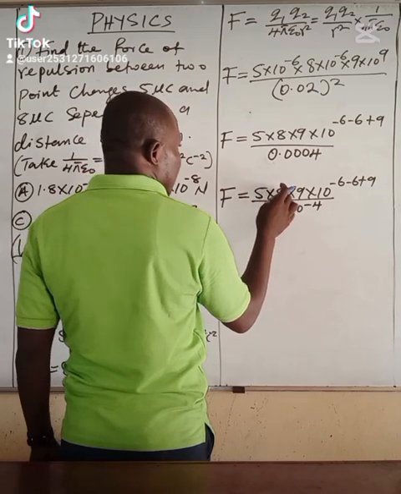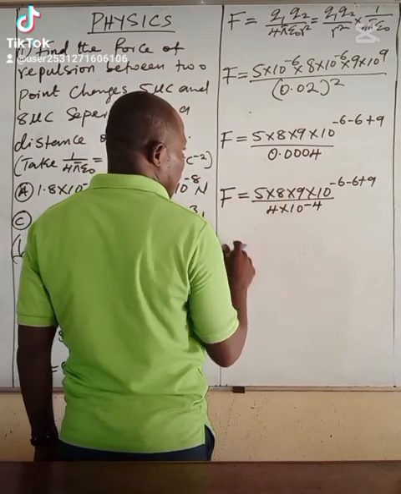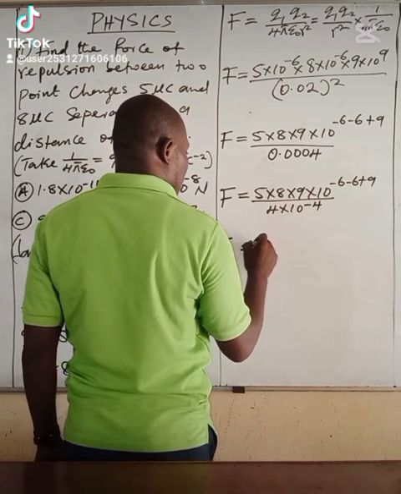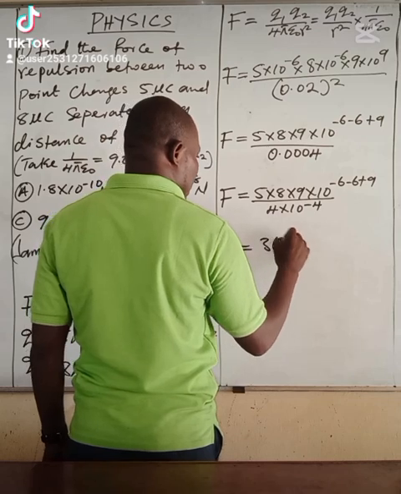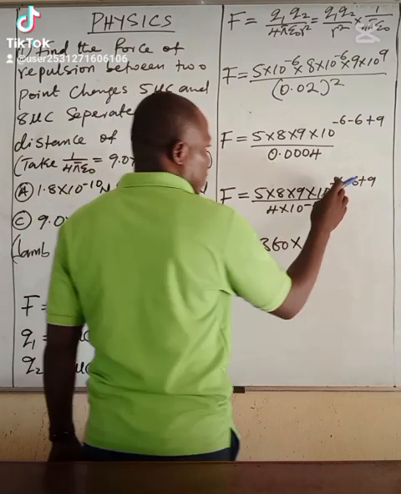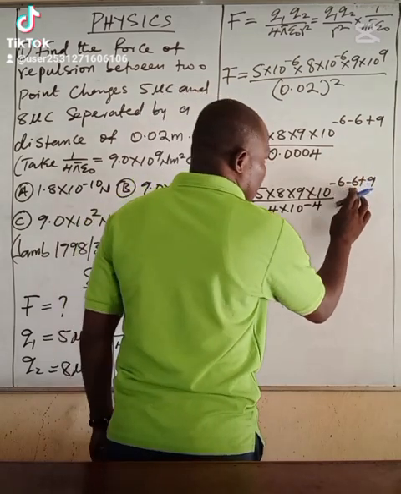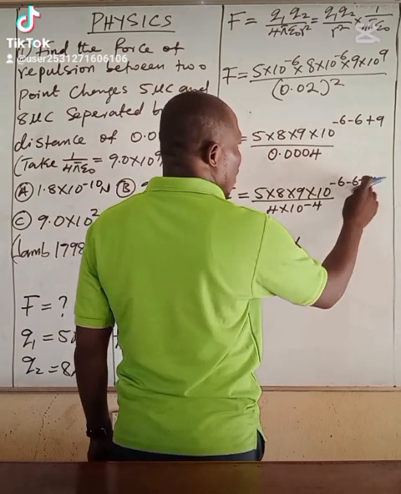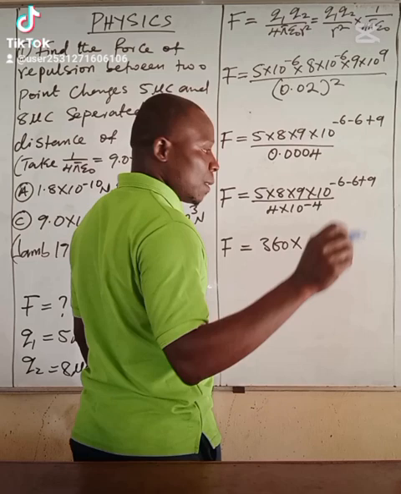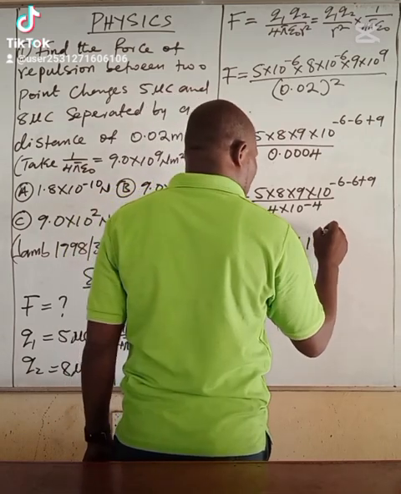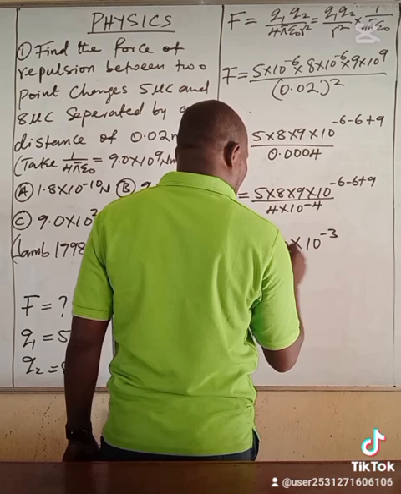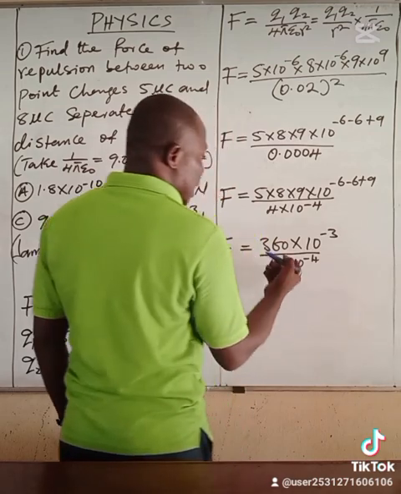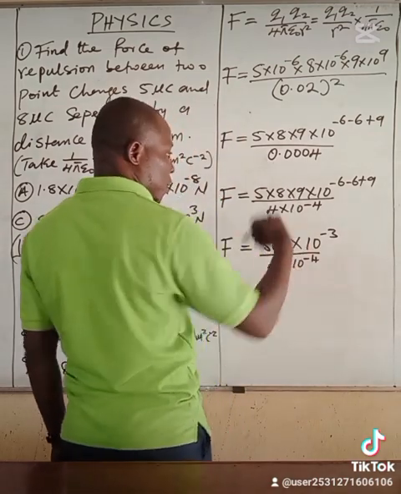Okay, 5 times 8 is going to give us 40. 40 times 9 will give us 360. So F becomes equal to 360 times 10 raised to the power, minus 6 plus minus 6 is going to give us minus 12. Minus 12 plus 9 is going to give us minus 3. So 10 raised to the power minus 3, all over 4 times 10 raised to the power minus 4. Now, I can take this 10 raised to the power minus 4 up.